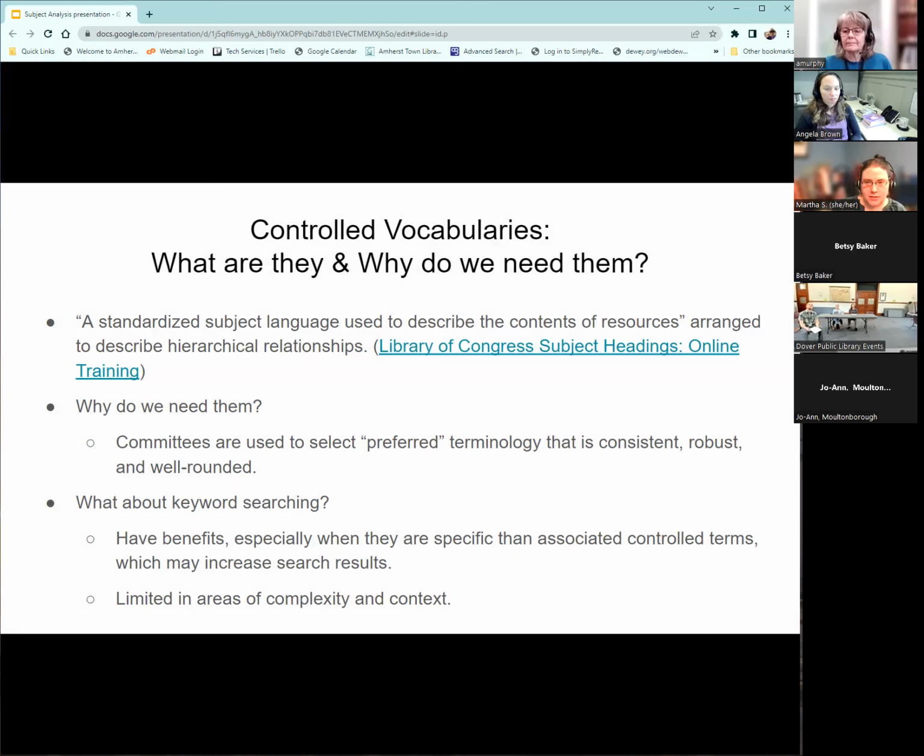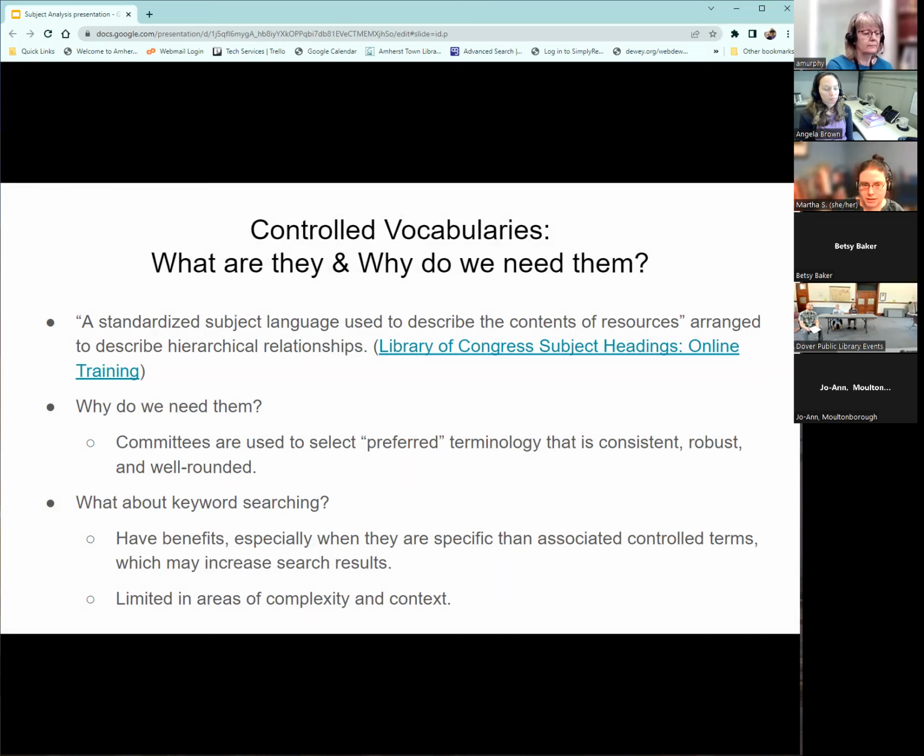So why do we need them? Committees are used to select terms to describe concepts with the goal that they'll be broadly understood, and they decide upon preferred terms to help ensure that the vocabulary is consistent, robust, and well-rounded, and to help increase access to the works while reducing bias and confusion.